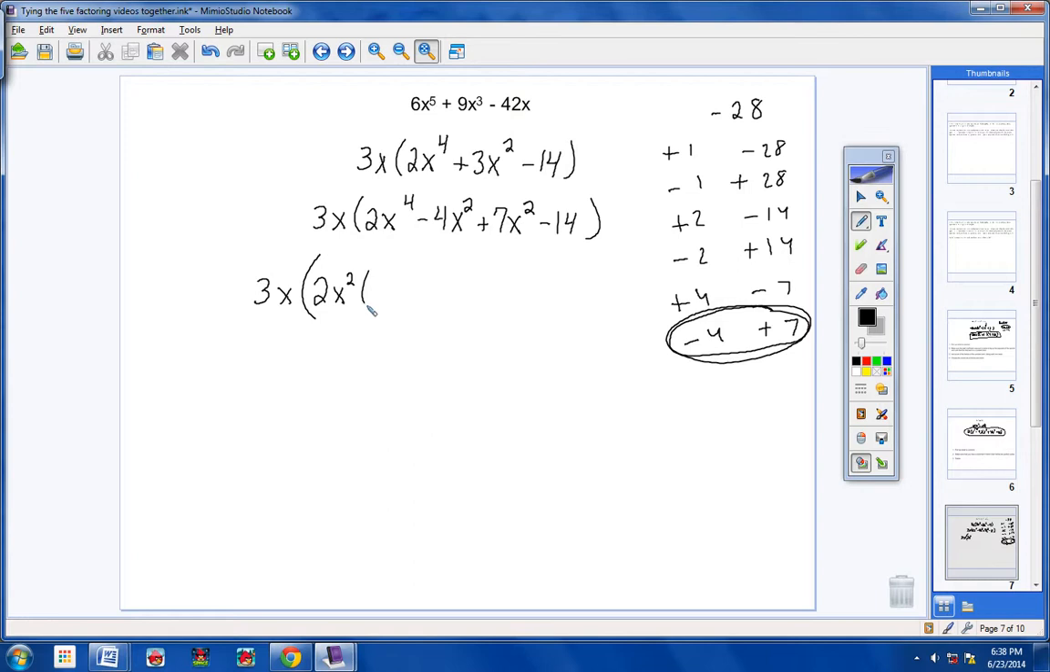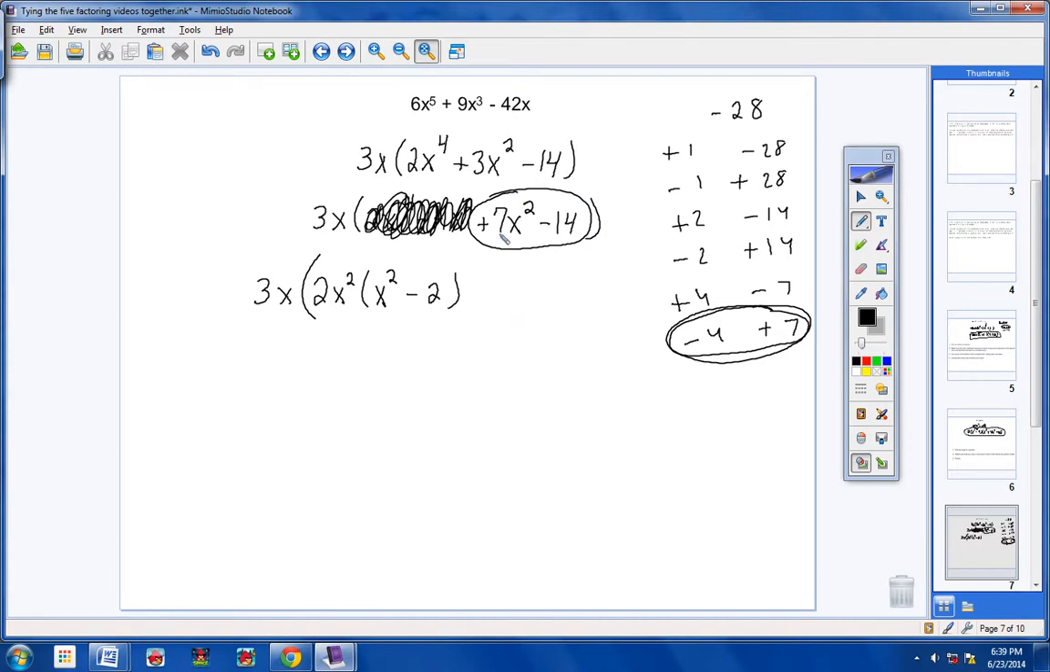And I'm going to use a smaller parentheses. And let's see. Here I would put x squared because 2x squared times x squared is 2x to the fourth. Here I'm going to put a negative 2 because 2x squared times negative 2 would be negative 4x squared. Now let's take a look at our last two terms right here, and let's pull out what's common.